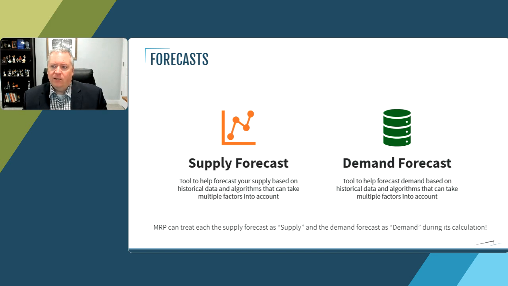And the really cool thing about the way that D365 handles these supply and demand forecasts is MRP can treat the supply forecast as supply when it's calculating its requirements for the coming period, and it can treat those demand forecasts as demand during its calculation. So it's almost like a simulated supply and demand, so that we can utilize the forecast to help generate what we're going to do for the coming week or 2 weeks or however long we run MRP out, whatever our coverage time fence is for that.